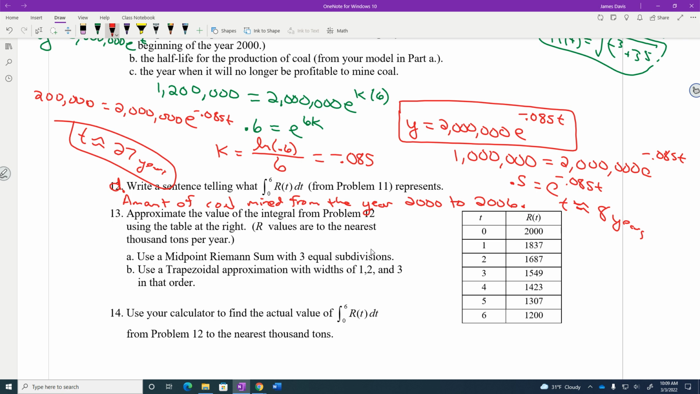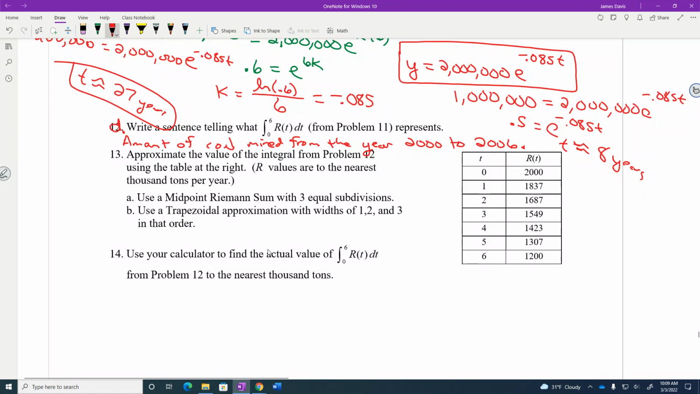And then we get a table for the next one, so we're not done with this scenario yet. We get a table here, and this is the approximate number in thousands of tons per year. So this is 2,000 basically times 1,000. That's 2,000 times 1,000 would give you a million. This is in thousands of tons. We're supposed to approximate the value of this integral using a couple different Riemann sums.